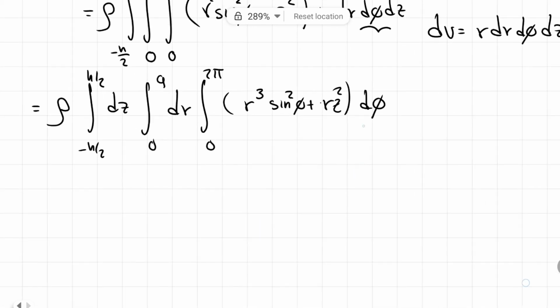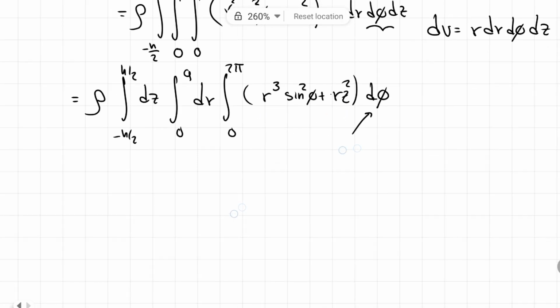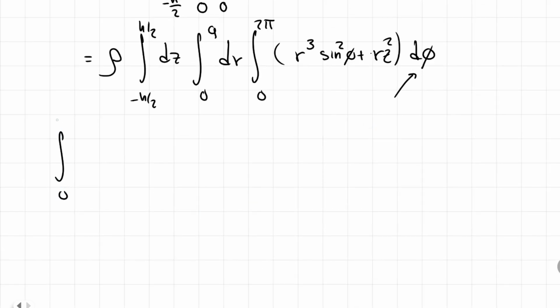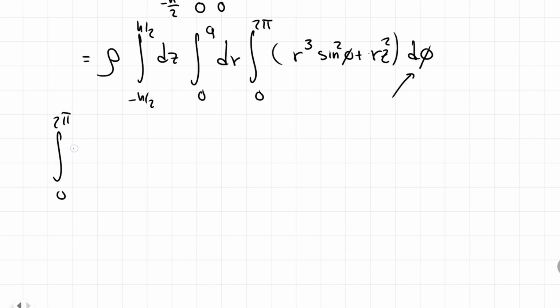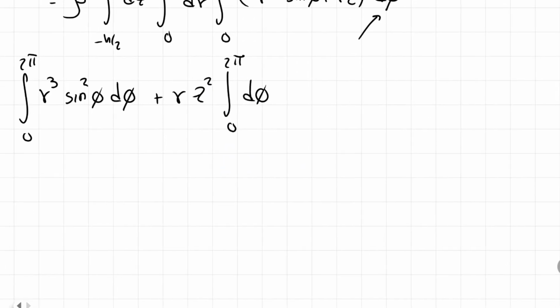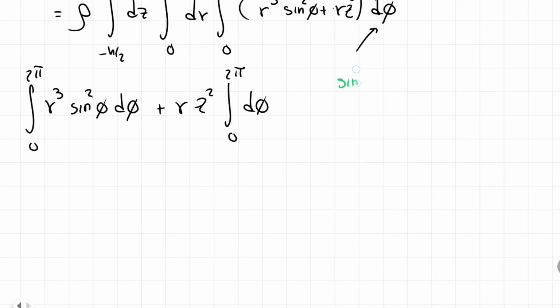Okay, so for the variable phi, these r's are going to be constant. This is also a constant. So let me split this integral like this. This will be the integral from 0 to 2 pi of r cubed sine squared of phi d phi plus r z squared times the integral from 0 to 2 pi of d phi. Perfect. And we know that there is a famous formula for the sine squared of phi, which is equal to 1/2 times 1 minus cosine of 2 phi. So that is what we are going to use.